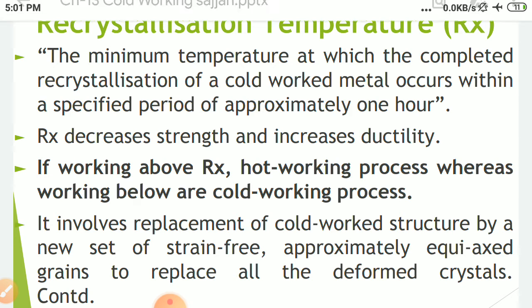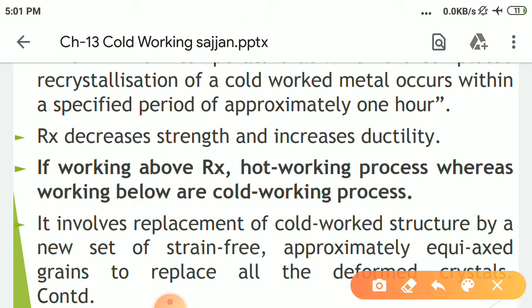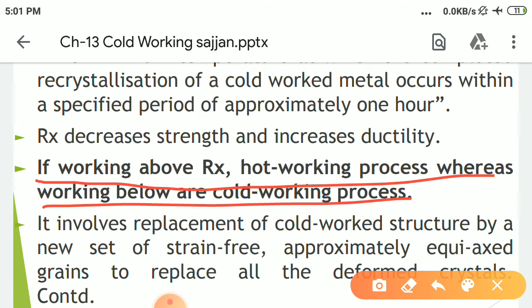So see here this very important point, and you must remember this one. This point is this one. So if working above recrystallization temperature, then that's known as hot working process, whereas working below recrystallization temperature is known as cold working process.